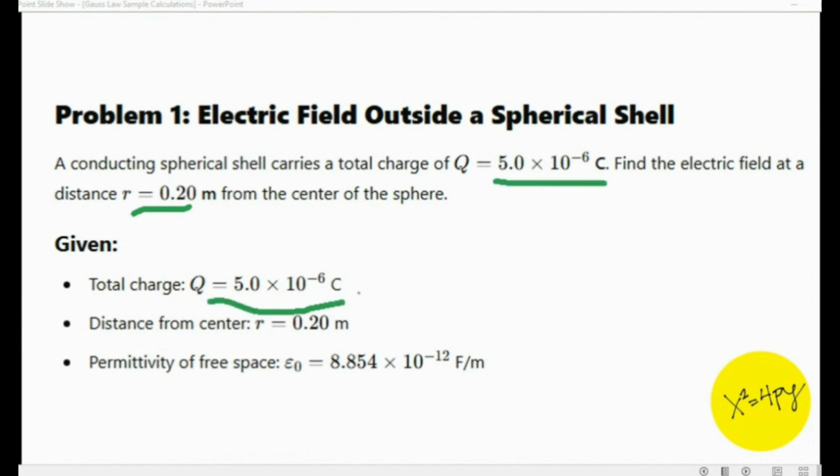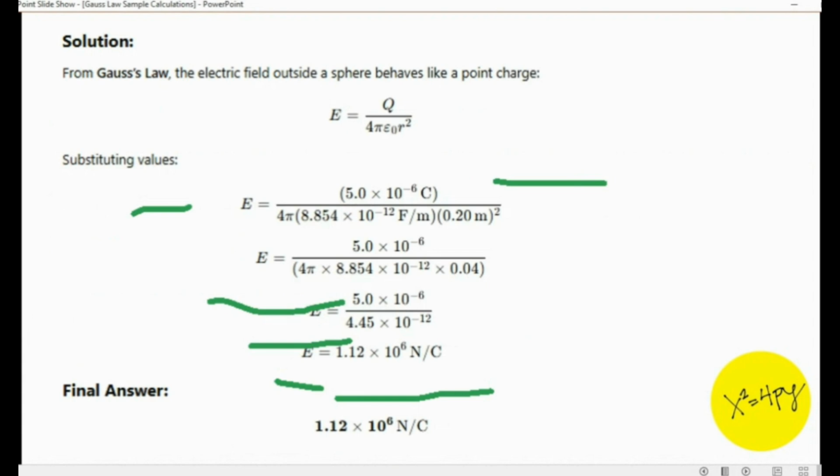The distance from the center is 0.20 meters, and the permittivity of free space, this is a constant, as I have discussed before, is 8.854 times 10 raised to negative 12 farad per meter. So we will be using the permittivity of free space since we're dealing with the electric field outside a spherical shell. Now, to solve this problem, we will have the following solution.